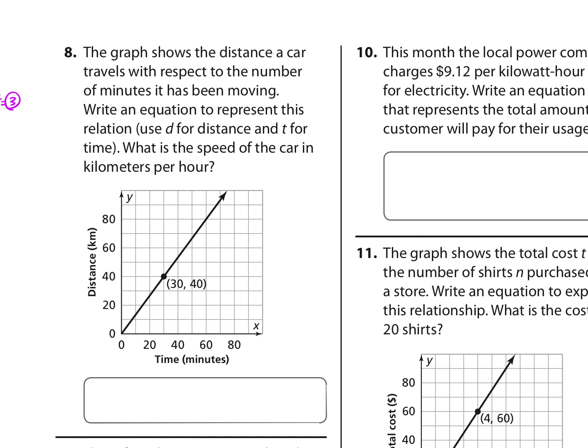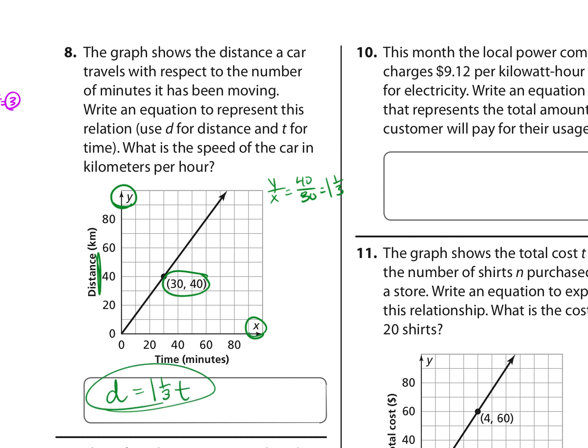Well, let's figure this out. We're going to write an equation where d is distance and t is time. We know this ordered pair. And so we know y divided by x is 40 divided by 30, which is 1 1/3. So the distance d, that was here in place of y, is equal to 1 1/3 times x, which is the amount of time. Now, what's the speed of the car in kilometers per hour?